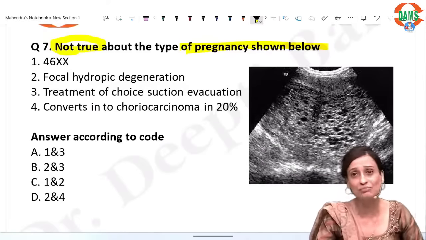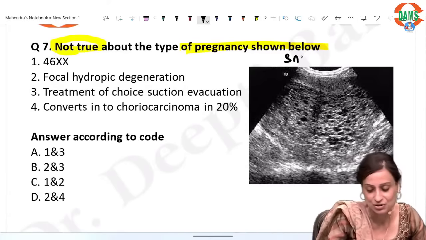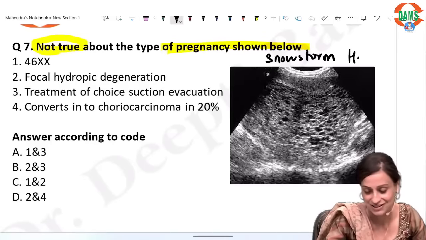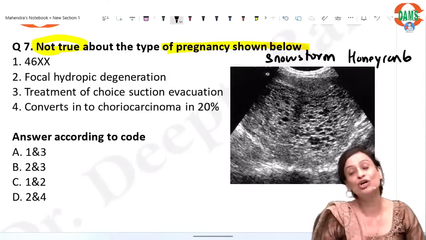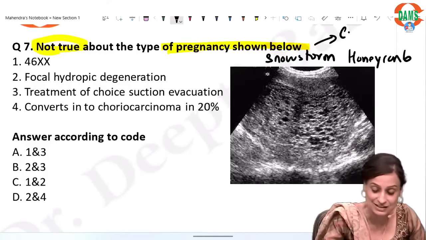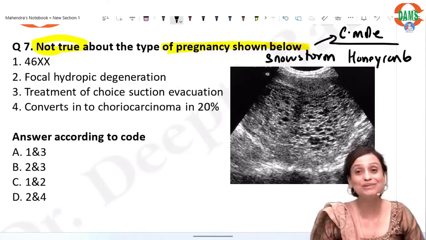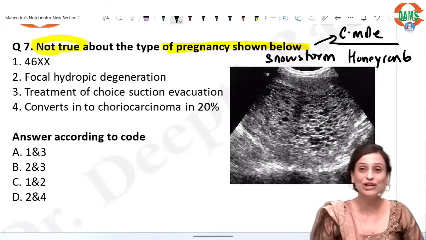I'm sure you can all make out this is the snowstorm appearance, which is also called as honeycomb appearance, right? And once you know that, you know that it is a complete mole. Okay, so it is a complete mole, not just a mole. So now let's see if you could do it correct.